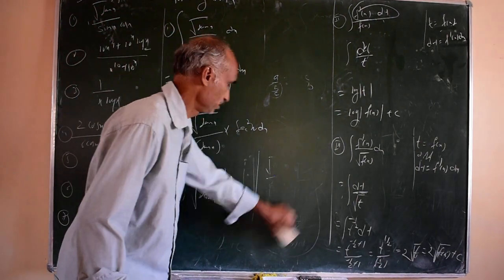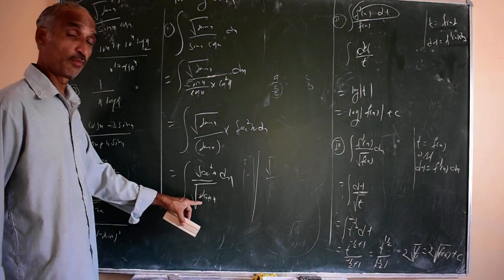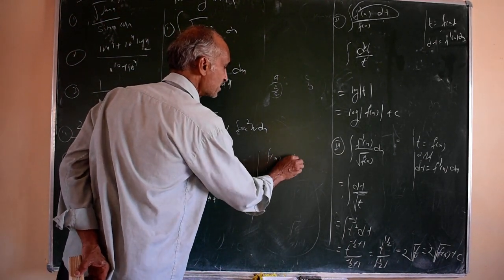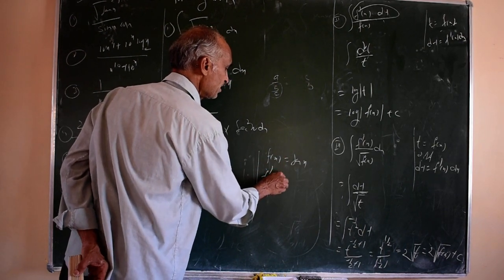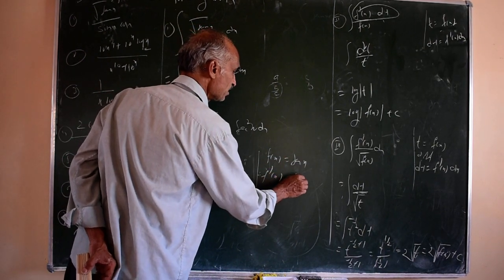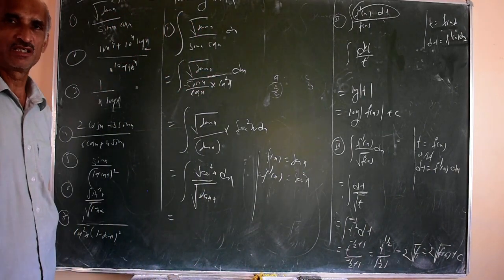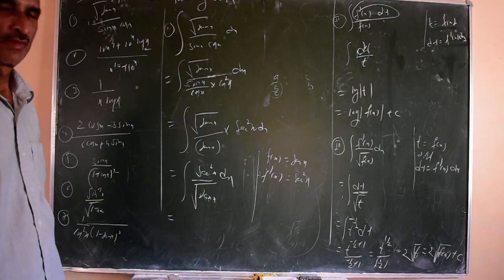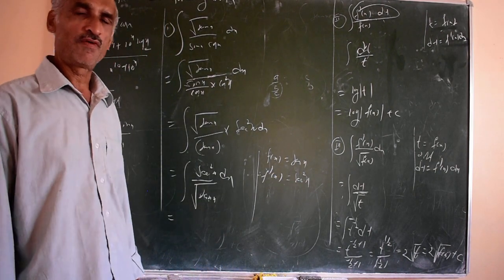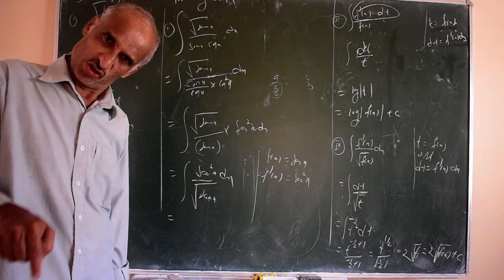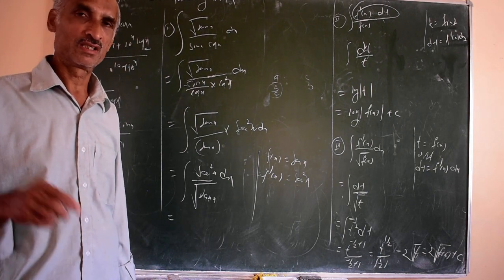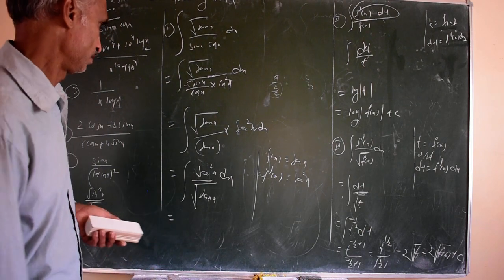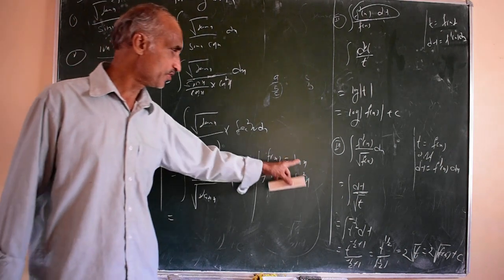Exactly in which form is it? It is f dash of x dx upon root f of x. Here f of x is tan x. F dash of x means the differentiation of f of x. What is the differentiation of tan x? Sec square x. For example, if f of x is x square, then f dash of x is 2x. F of x is tan x, and its differentiation is sec square x.